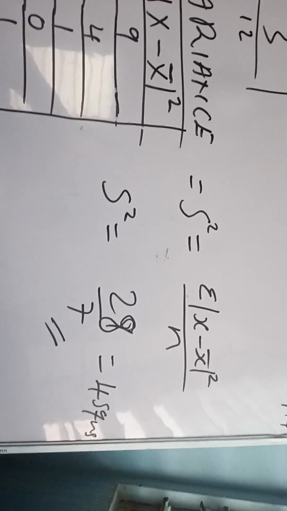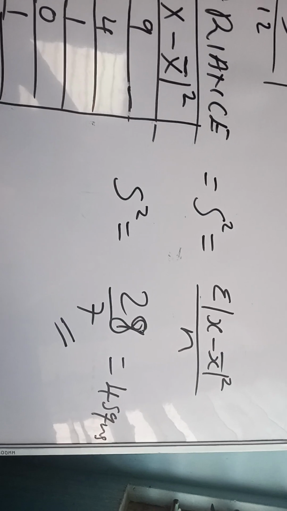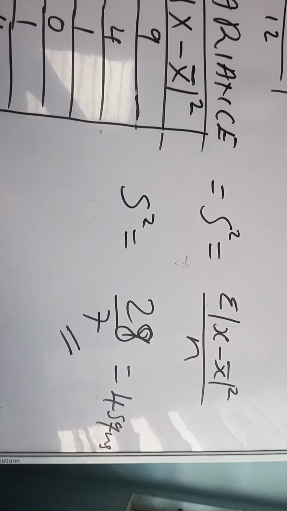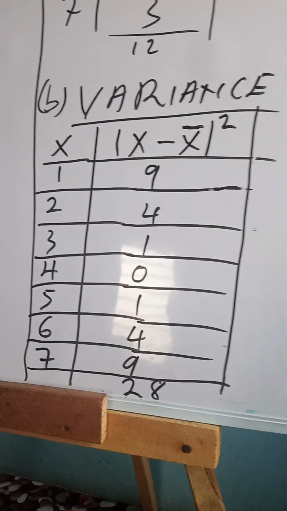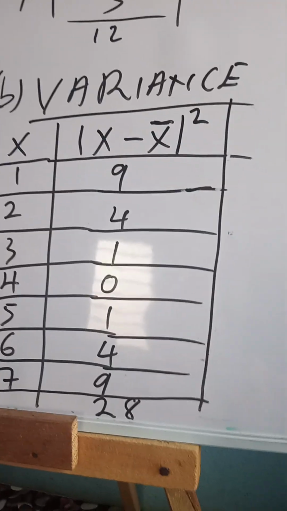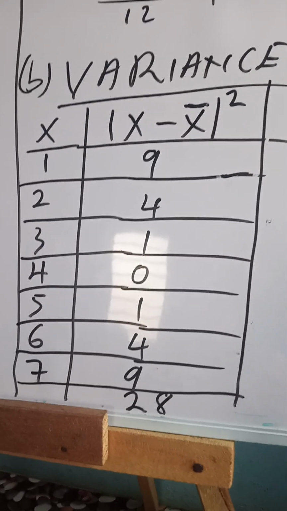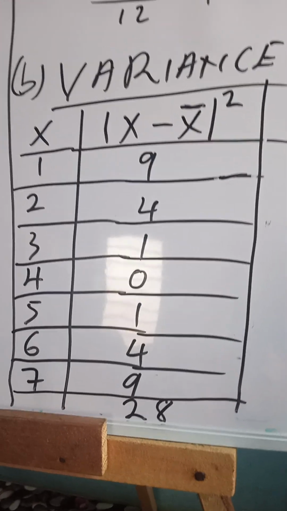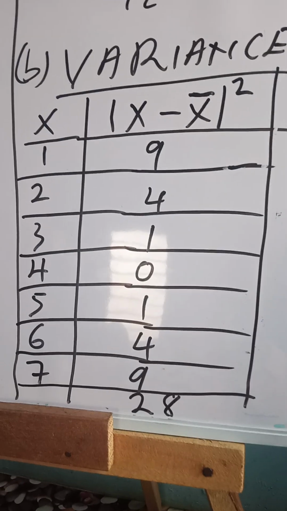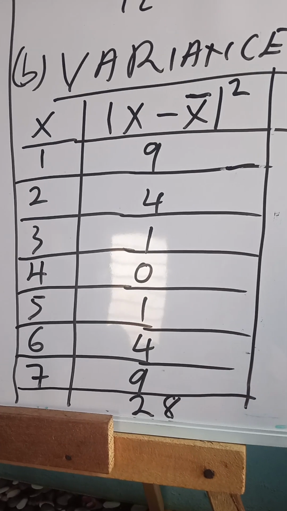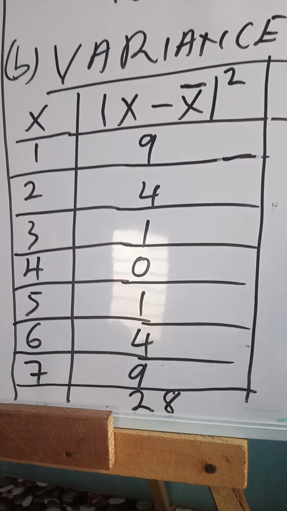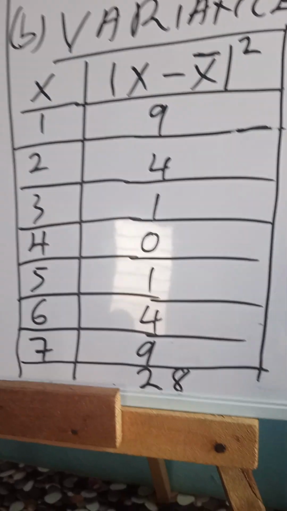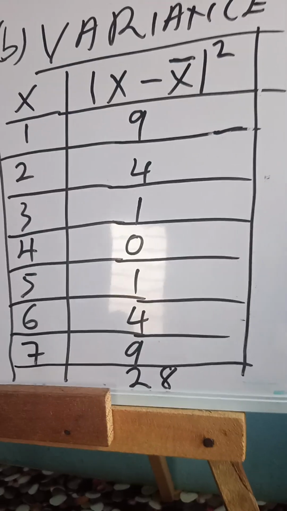Apart from that, we also have what is called the variance. The variance is given by sigma of (x minus x bar) all squared, all over n. In finding that, first you find the mean as usual, and then you square the deviation, which is the difference between x and the mean. The first one is 1 minus 4, which gives 3, and we square it to be 9. We do that to all of them, and finally we arrive at 28.